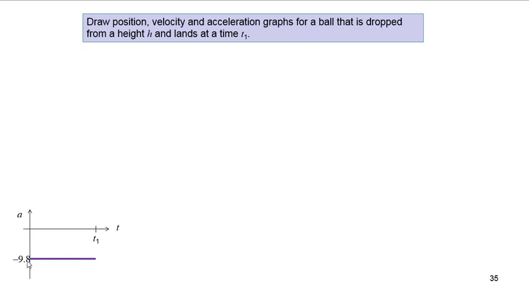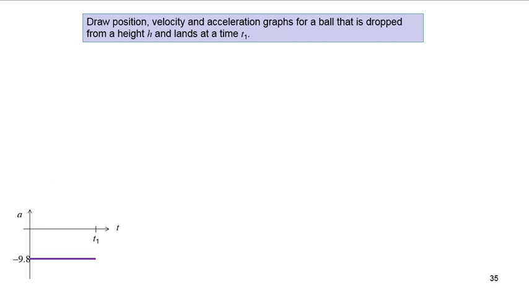And my acceleration is constant. I have a constant acceleration of negative 9.8 meters per second squared. Anytime an object is in free fall, this is what its acceleration graph looks like. Whether it's going upwards, whether it's going downwards, whether it's at the top of its trajectory, it doesn't matter. If it's in the air and nothing else is touching it, it's in free fall and the acceleration is a constant negative 9.8 meters per second squared. Now from this acceleration graph, we can draw our velocity graph.